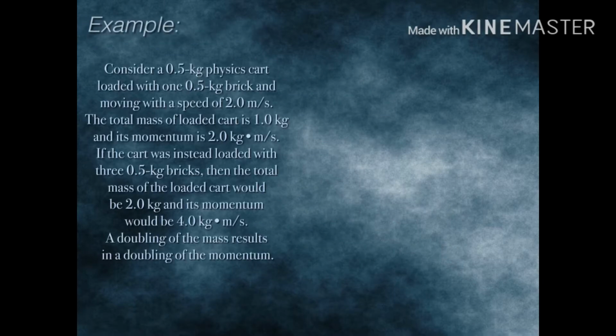Example: consider a 0.5 kg physics cart loaded with a 1.5 kg brick and moving with a speed of 2 meters per second. The total mass of the loaded cart is 2 kg and its momentum is 4 kg meters per second. If the cart was instead loaded with 3.5 kg bricks, then the total mass of the loaded cart would be 4 kg and its momentum would be 8 kg meters per second. A doubling of the mass results in a doubling of the momentum.